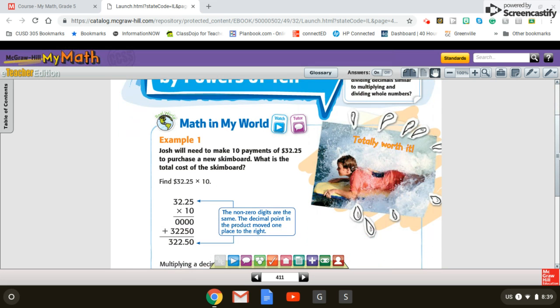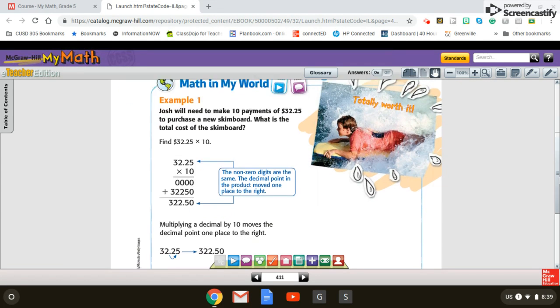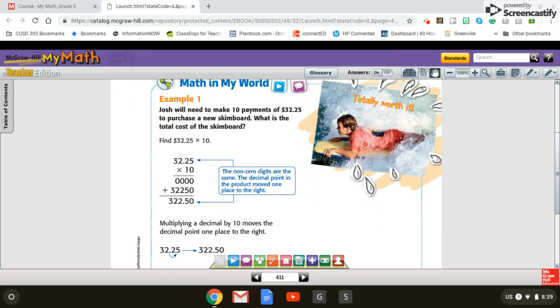Okay, so here's the problem. Josh will need to make 10 payments of $32.25 to purchase a new skimboard. What is the total cost of the skimboard?